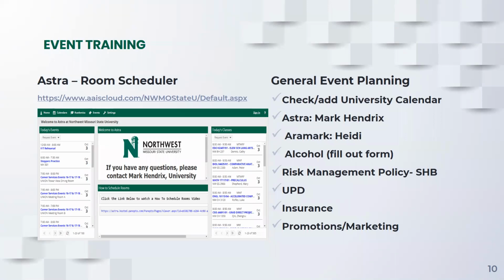And obviously, to make sure your event is successful, it's important to promote and market the event successfully. We've talked about the promotions and flyers and posting policy and chalking guidelines, but also using social media is important as well. And we can help you and assist you with that also. It's important to make sure that you work with university marketing and communications whenever you're doing any promotions and marketing, because they can get your message out to a larger number of people and increase the likelihood of your event being successful.